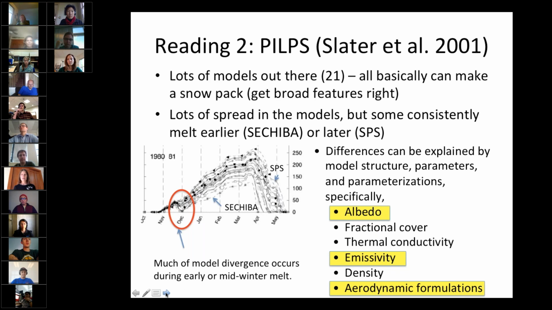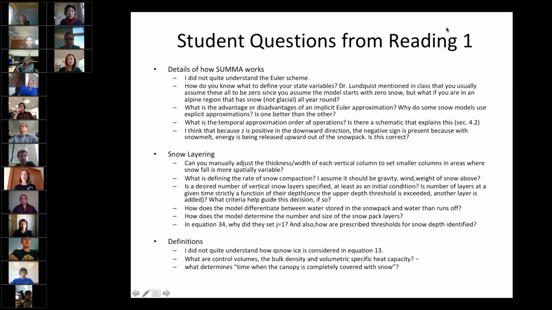All right. So here are, I made you ask questions for your last one. And so there were a number of questions sort of about details about how SUMMA works. A number of people asked questions about, you know, what is it about the Euler scheme, and what's the difference between an implicit versus an explicit Euler approximation. So I'll show you that in just a minute. Snow layering, we will really be diving into on Wednesday. So I'll try to answer these questions on Wednesday.